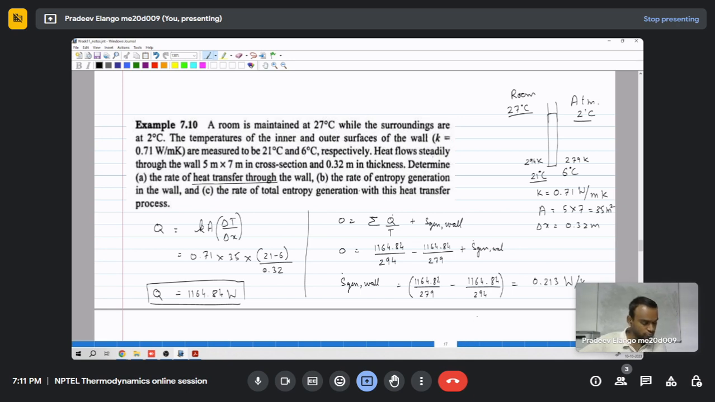Sir, at the LHS, why are we taking 0, sir? The entropy change is the summation of Q by T. This is the equation we would have derived, right? So in the summation of Q by T plus entropy generated will be 0.